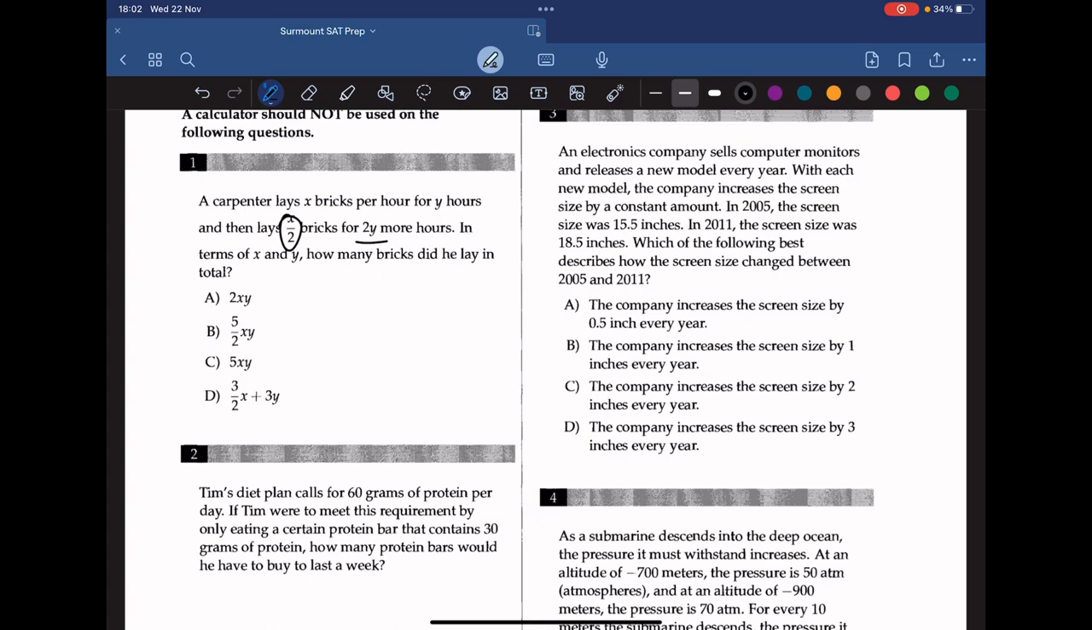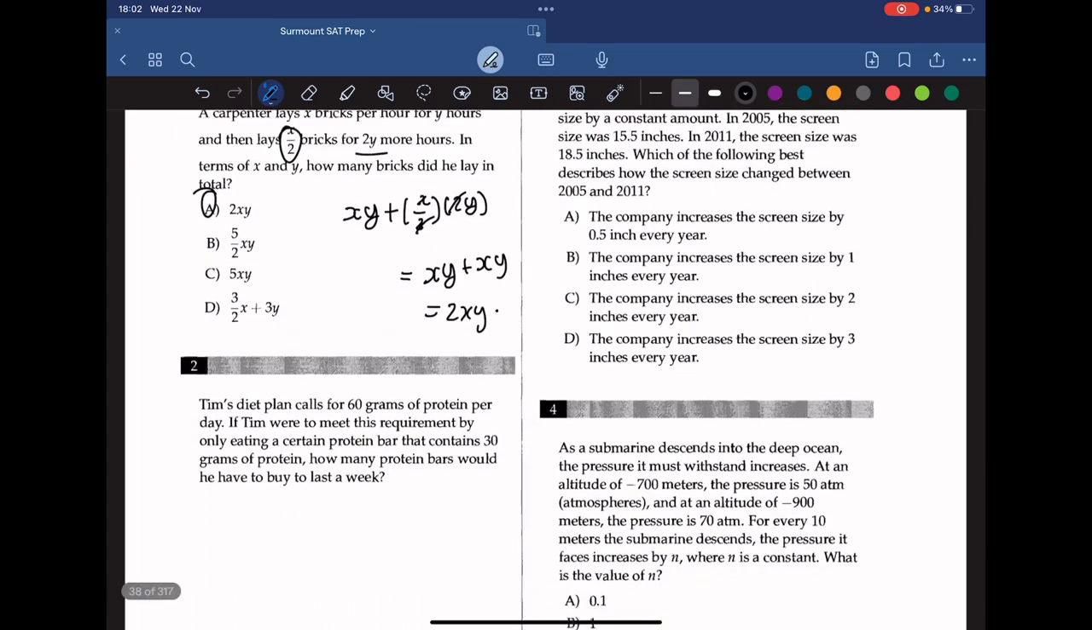So let's write an equation for this. It's XY, and we add to it X over 2 multiplied by 2Y, and this will give us XY plus XY because the 2 will cancel, and this will give us 2XY, so the answer is A.